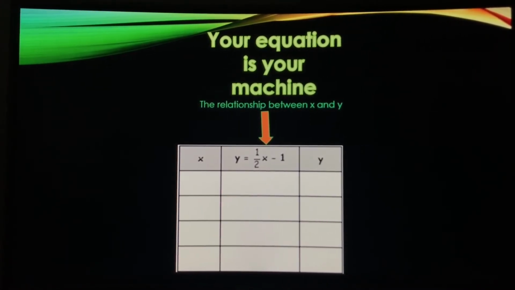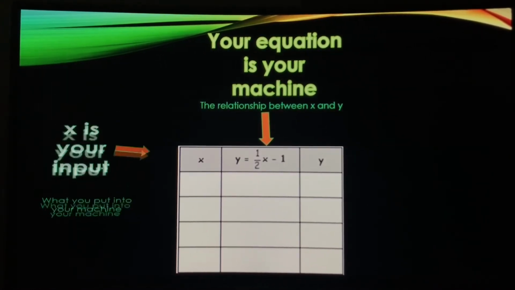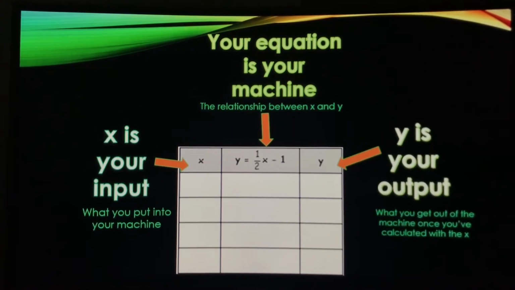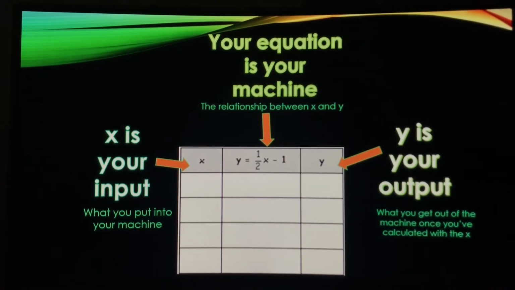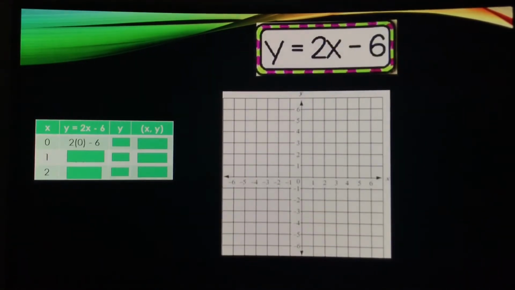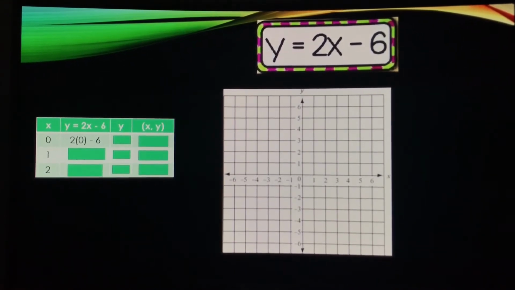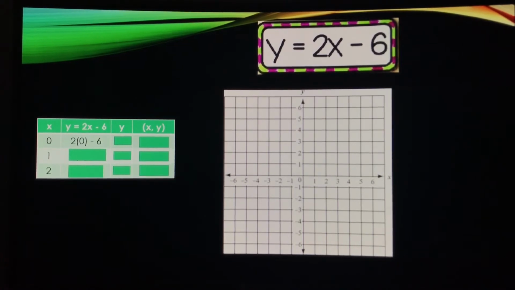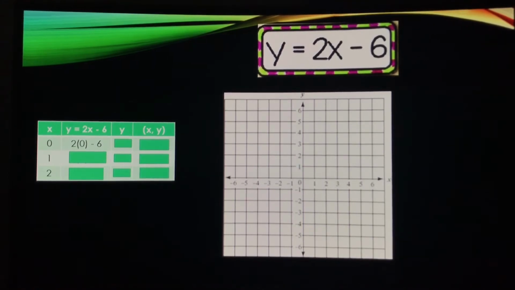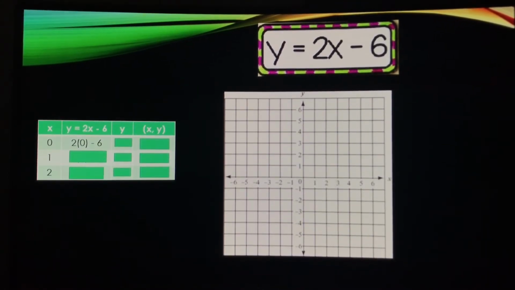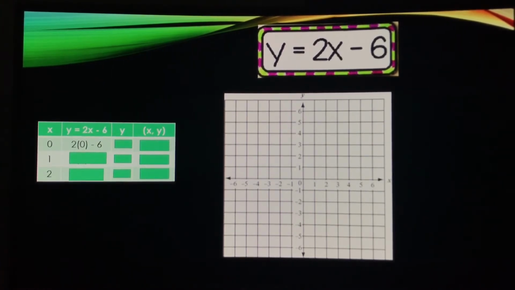And remember that the equation you're working with is your machine. I put in an x to get back out a y. The reason this is important is because I'm generating solutions for my equation. So let's take a look at this one equation. I know it's linear. And it's linear because I have an x and I have a y. Both of them have an exponent of 1. What I can do is create a table, meaning I can plug in an x.